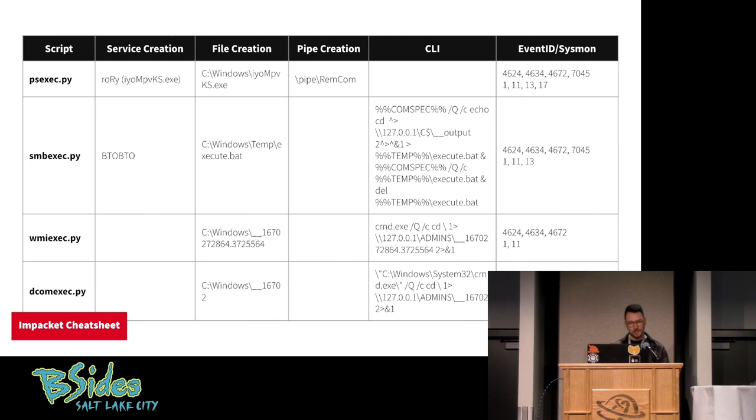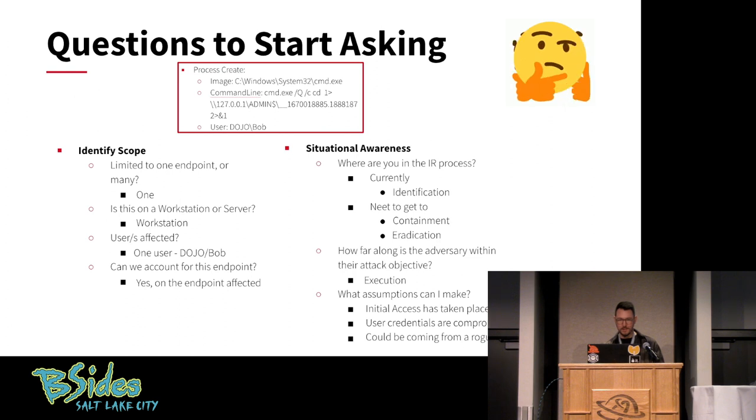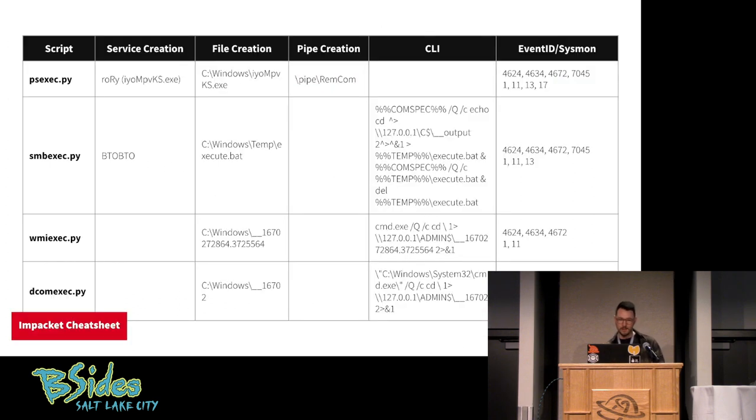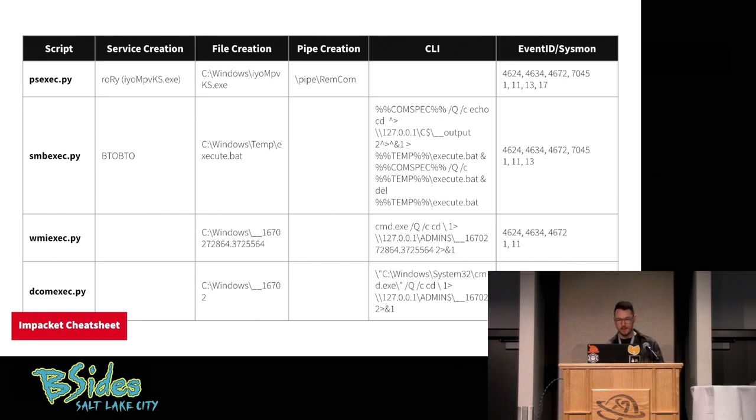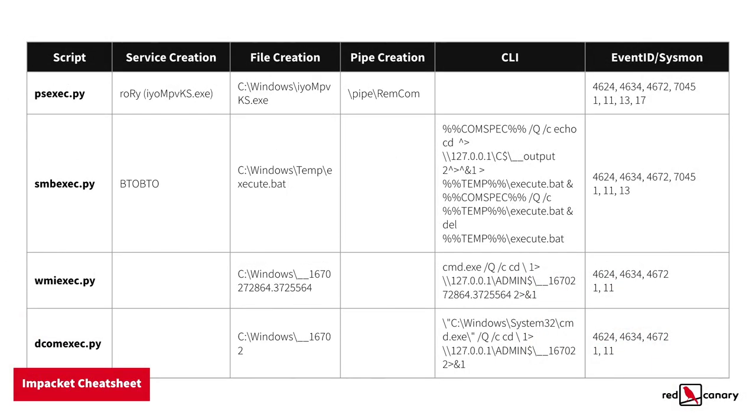Then I made this Impacket cheat sheet just to help with triage as well, actually. So if we look back to this command line here, we notice the epoch timestamp after the admin share. And then looking at the cheat sheet, okay, this is actually WMI. We should be looking for a file being created in C:\Windows, and then also some event IDs to investigate, and Sysmon event IDs as well, if we have those available.